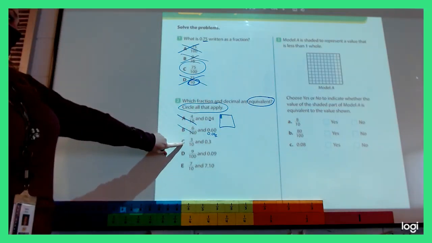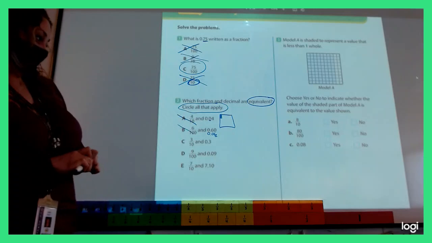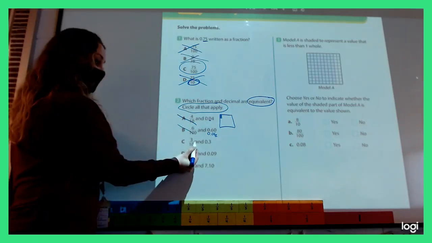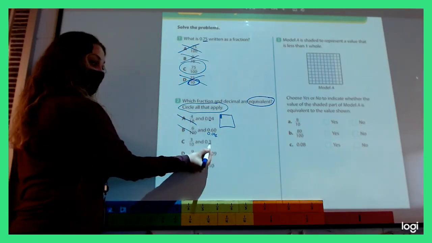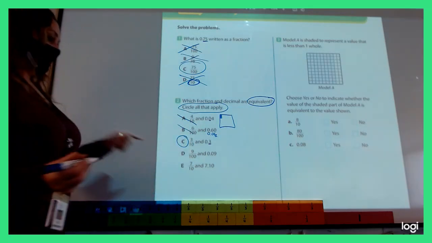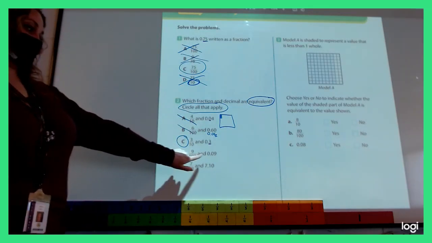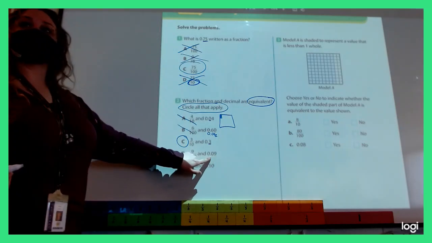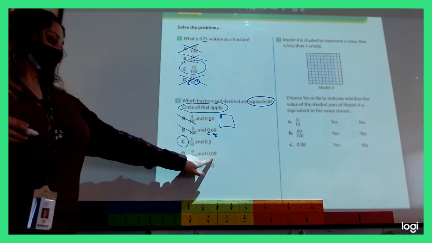All right, what about C? Angie? Yes. Yeah, she's right. We have 3 tenths and 3 in our tenths place. So that one works. All right, this one we have 9 hundredths, and we have this decimal, which I don't want to read. I'll give it away. Abby? Yes. It does work, okay?